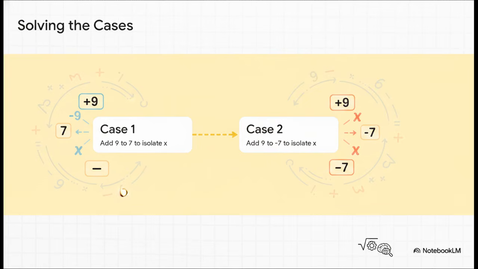To get x all by itself, we just use a really systematic addition step for both of these cases. Over in case 1, we add 9 to 7, and in case 2, we add 9 to -7. I know it might feel a bit tedious, but taking your time and thinking systematically like this completely prevents you from missing that negative root. Slow and steady definitely wins this race.